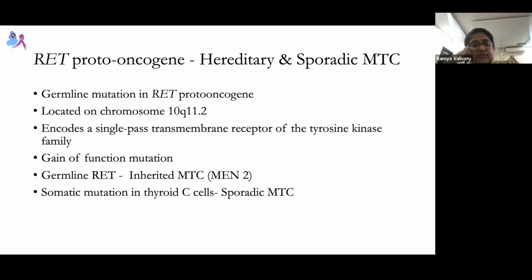Then RET proto-oncogene testing, germline. The RET gene is located on chromosome 10q11.2, and it encodes a single pass transmembrane receptor of the tyrosine kinase family. This could be a question actually: RET proto-oncogene, you have to write all these things. So it may look very, very dry, but it's important. The mutation is a gain of function mutation. So germline RET is seen in inherited MTC, MEN2, and somatic RET in thyroid C cells results in sporadic MTC.